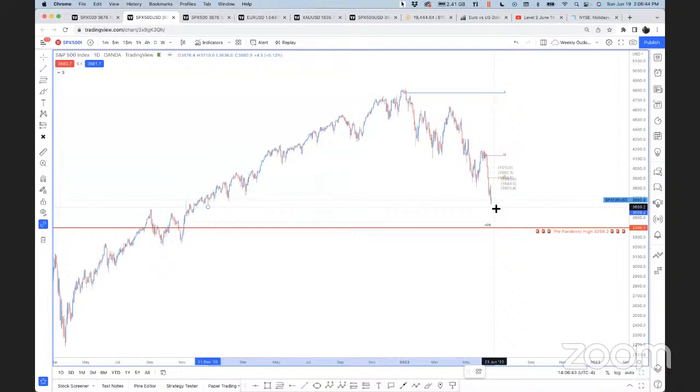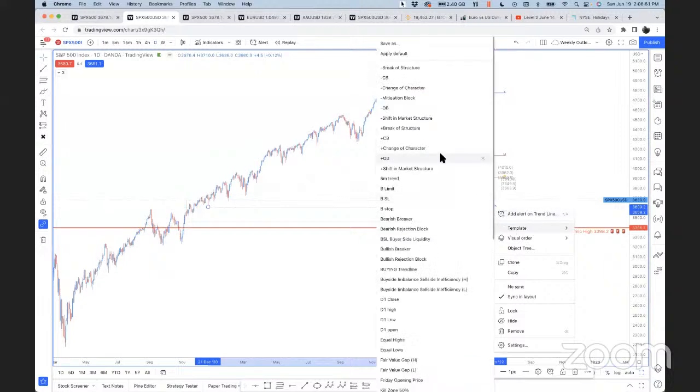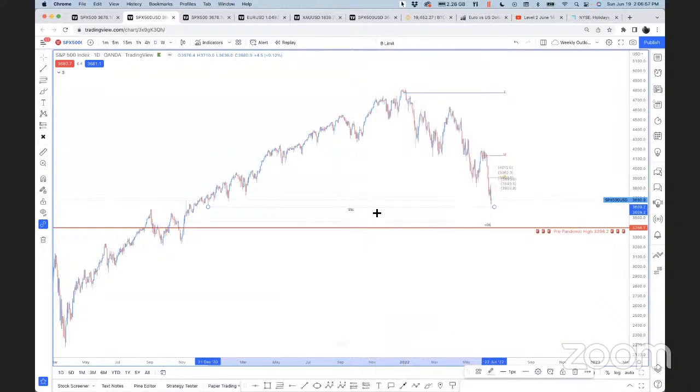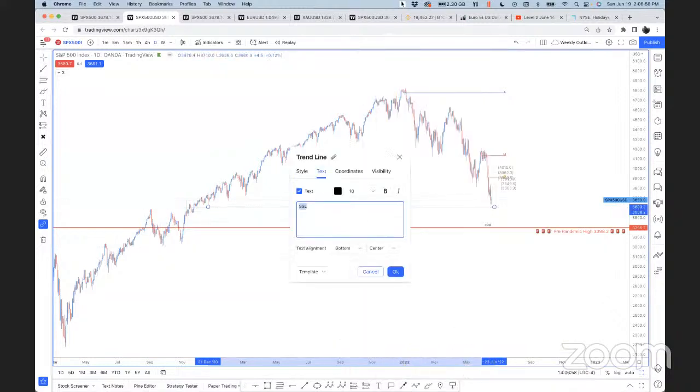This particular low is right at 36 flat, 3,600 even. So this will definitely probably be tapped. This will definitely be a point of interest. I'm just gonna round this off to 3,600.